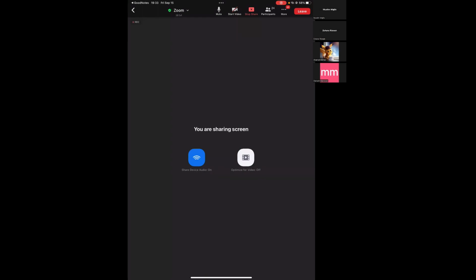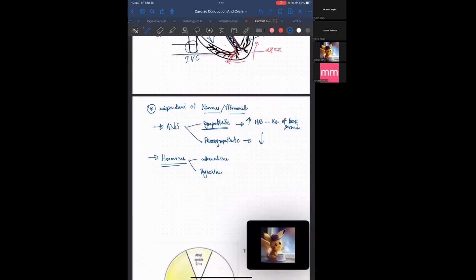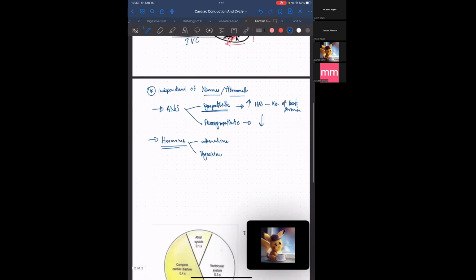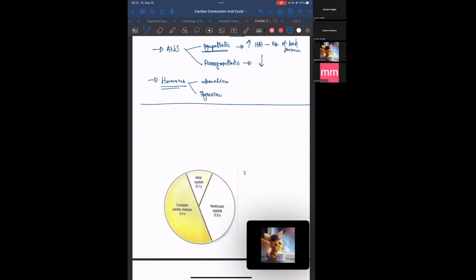So, any other questions? Since you all are not responding, I assume that you don't have any questions. All right, so let's move to the other part of the session today. It's about the cardiac cycle. Every one of you might know the definition, but still, let me rephrase it.